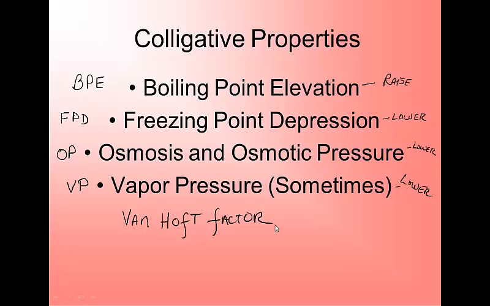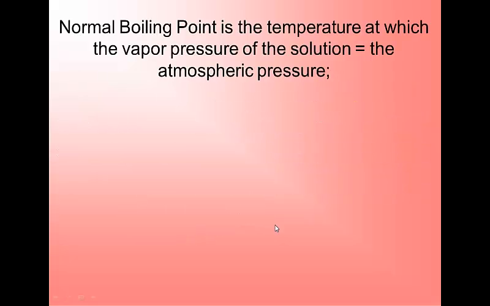Alright, so what are colligative properties? Colligative properties depend on the concentration of the solution, not what dissolves in it. Normal boiling point of a pure solvent, a normal boiling point of anything, is the temperature at which the vapor pressure of the solution is equal to the atmospheric pressure. Right now, so think about it for a moment. Boiling point of water is when the vapor pressure above the liquid water is equal to the atmospheric pressure.